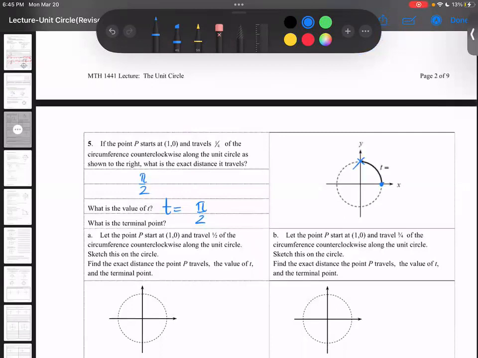What is the terminal point right there? That point right there has the x coordinate being 0, because that's the y-intercept, right? And then y is 1, because the radius is 1. Maybe I'll use red, this one. (0, 1).